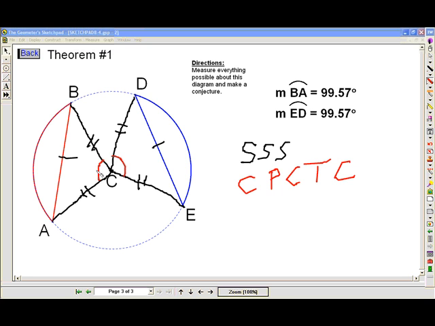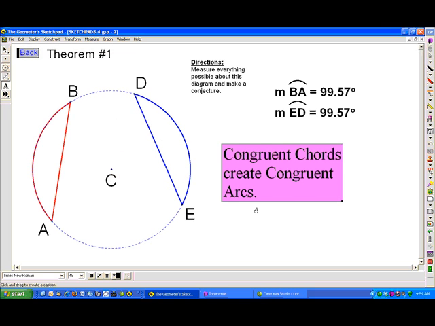And we're going to find later on in a different lesson, actually the next one, that if the angles are congruent from the center, then the arcs that go with those angles, the arc back here and the arc that goes with it here, are also congruent because they dictate the size of the arc. So if the chords are congruent, the triangles are congruent, which makes these angles, known as central angles, congruent, which makes the arcs congruent. Therefore, our theorem is congruent chords create congruent arcs.